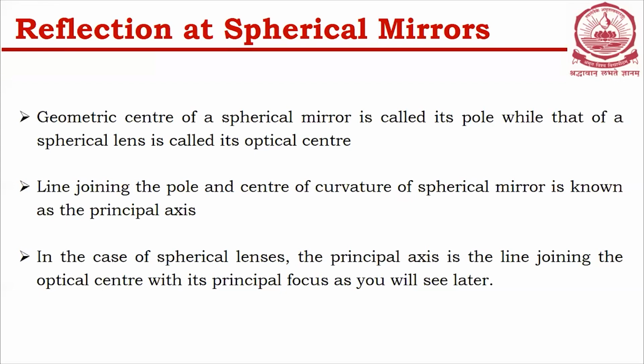In the case of spherical lenses, the principal axis is the line joining the optical center with its principal focus. You will see later how it is.